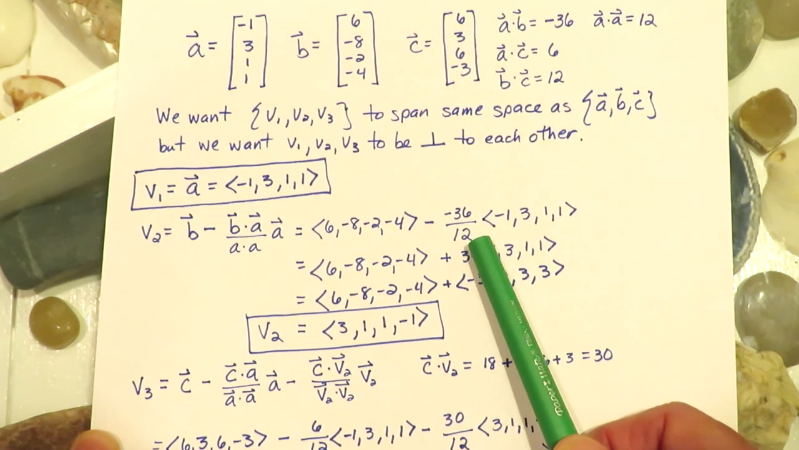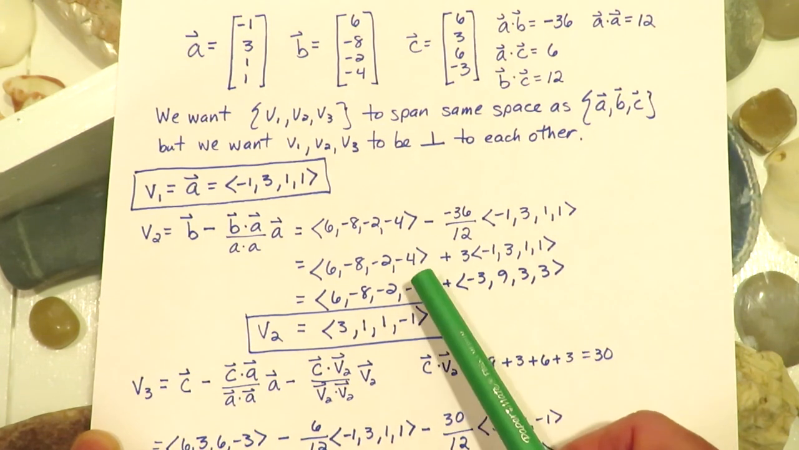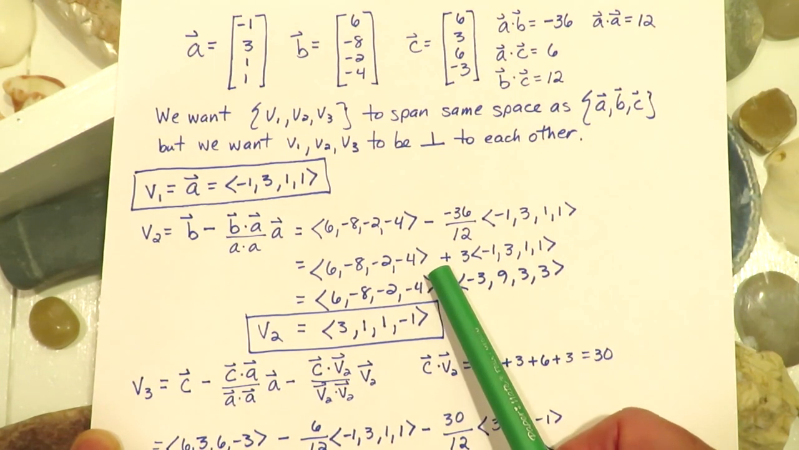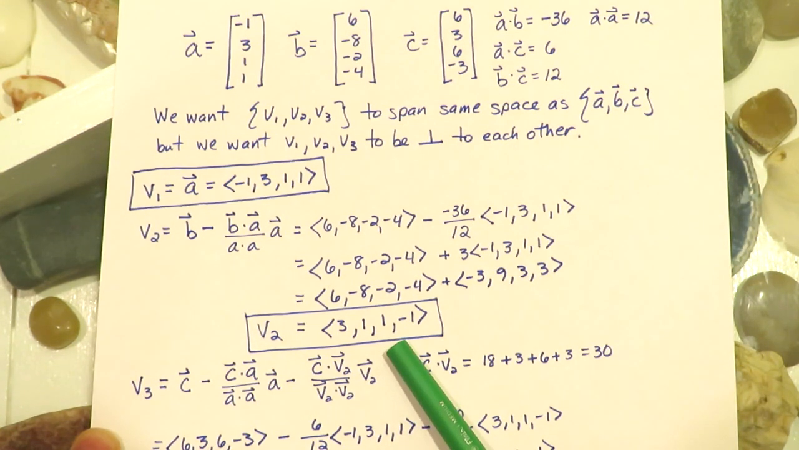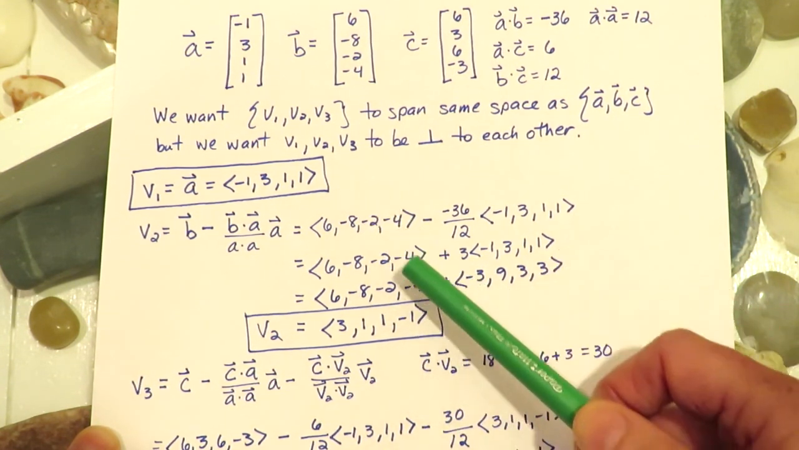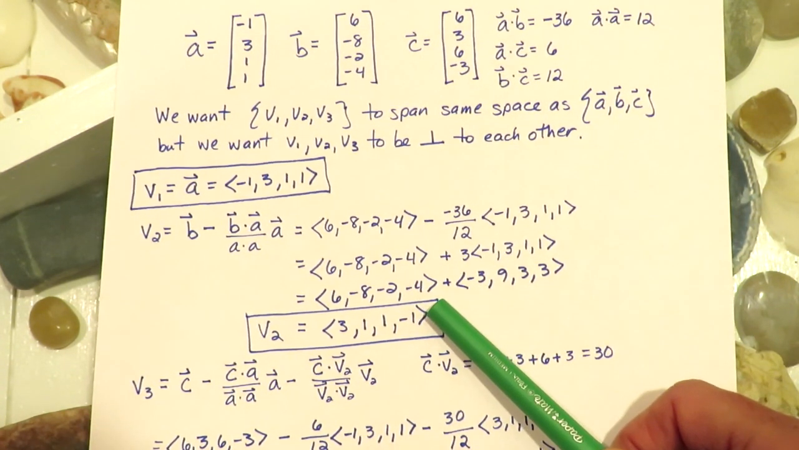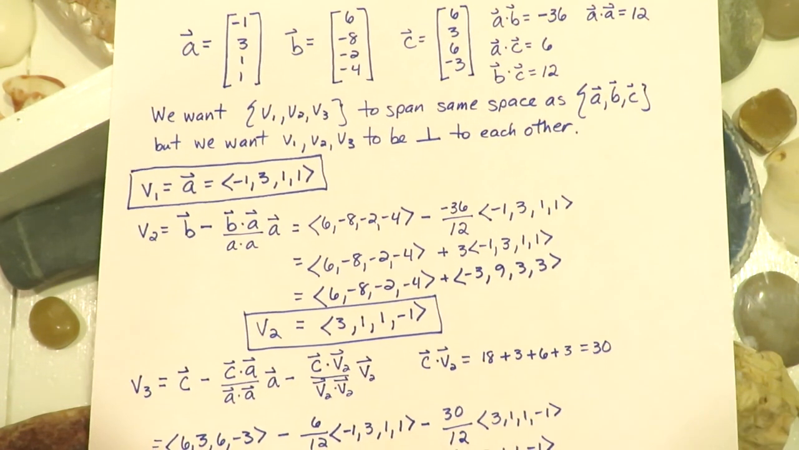-36 divided by 12 is -3, but I'm subtracting, so that turns this into an addition. And if I carefully do that arithmetic, I get my second vector is 3, 1, 1, -1. So I now have 2 vectors in my set. I need to find a third vector to span the same set that A, B, and C span.